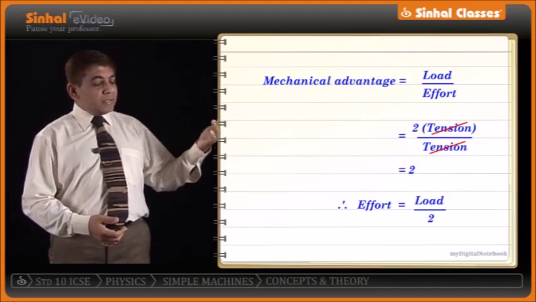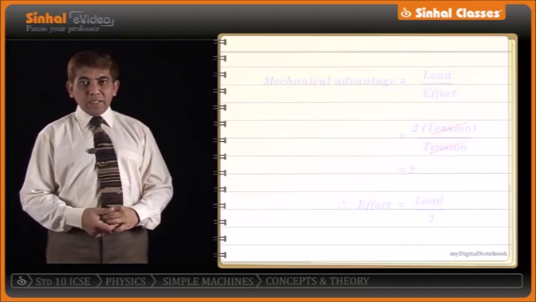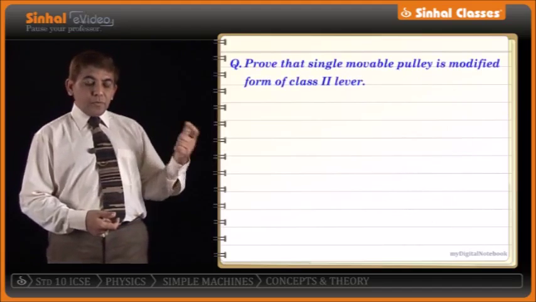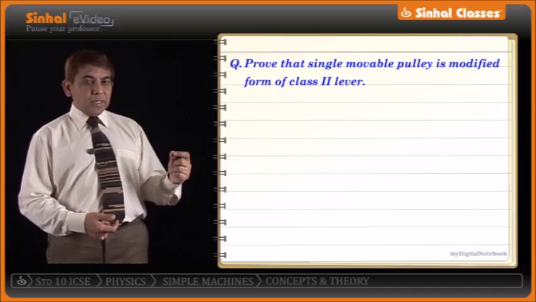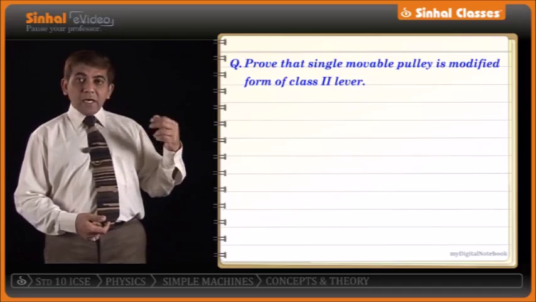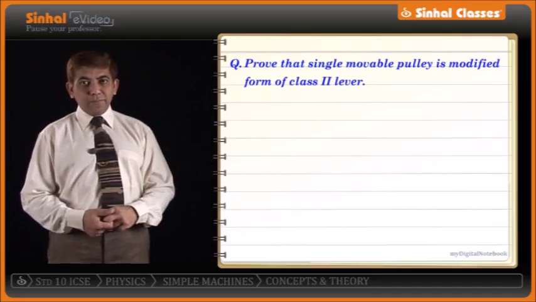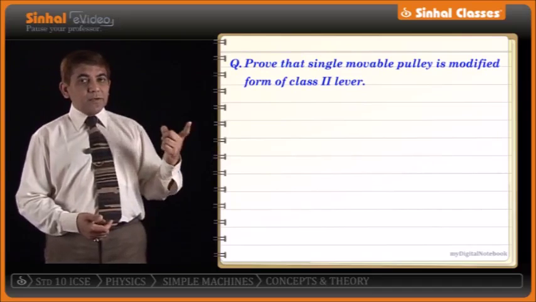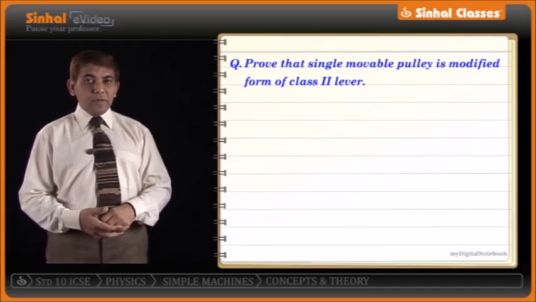In terms of another application-based question on this, we can say: prove that a single movable pulley is a modification of a class 2 lever. The first one was a class 1 lever. Here it is a class 2 lever.